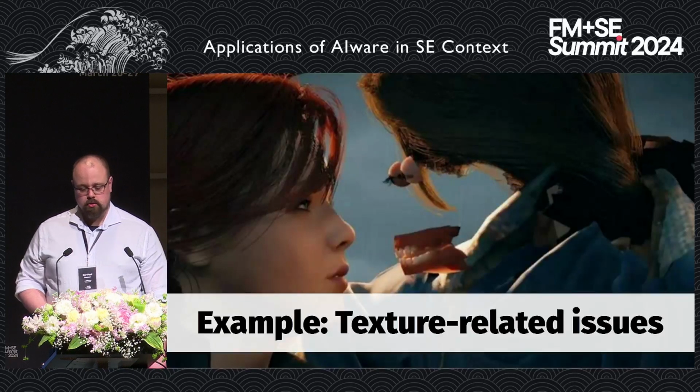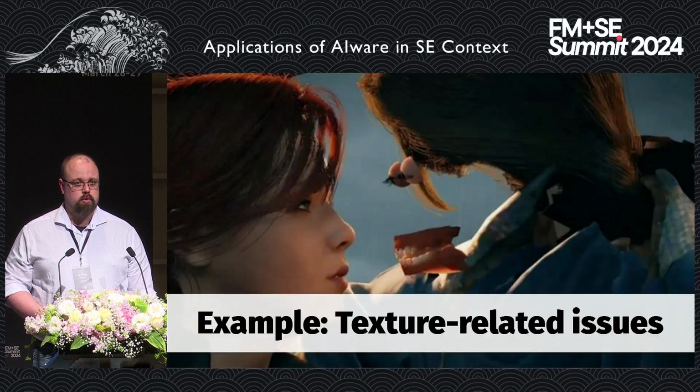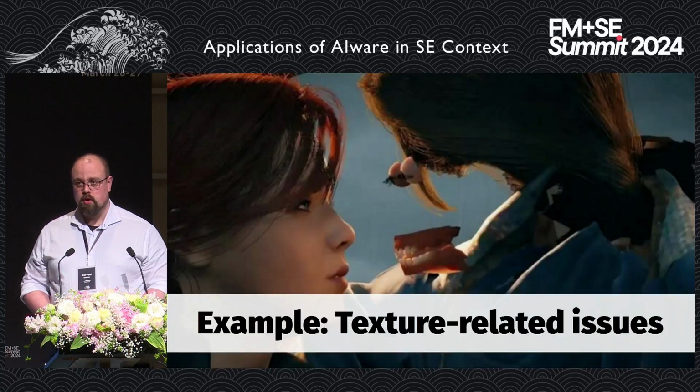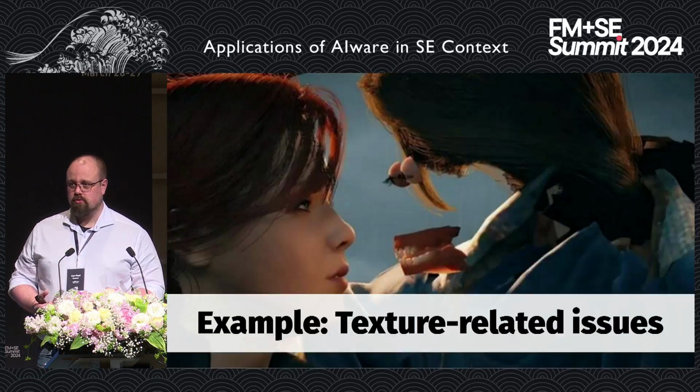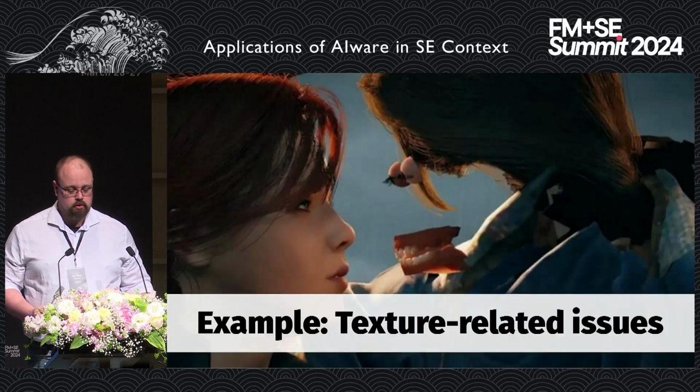But there are lots of other types. Here's an example where the person on the right isn't as beautiful as they're supposed to be, because a texture is missing from the face. When you talk about different kinds of software, different types of visual bugs can occur. This is an example from the game industry.